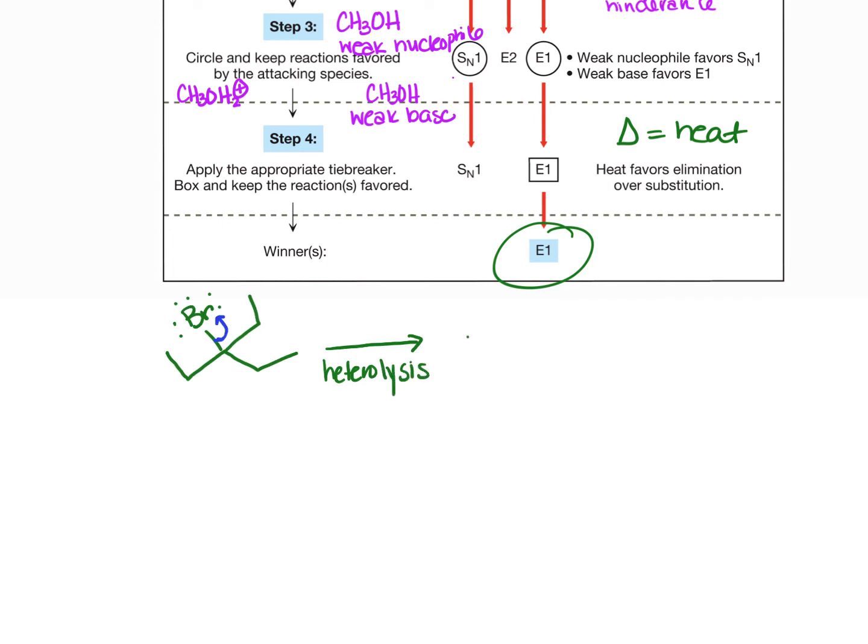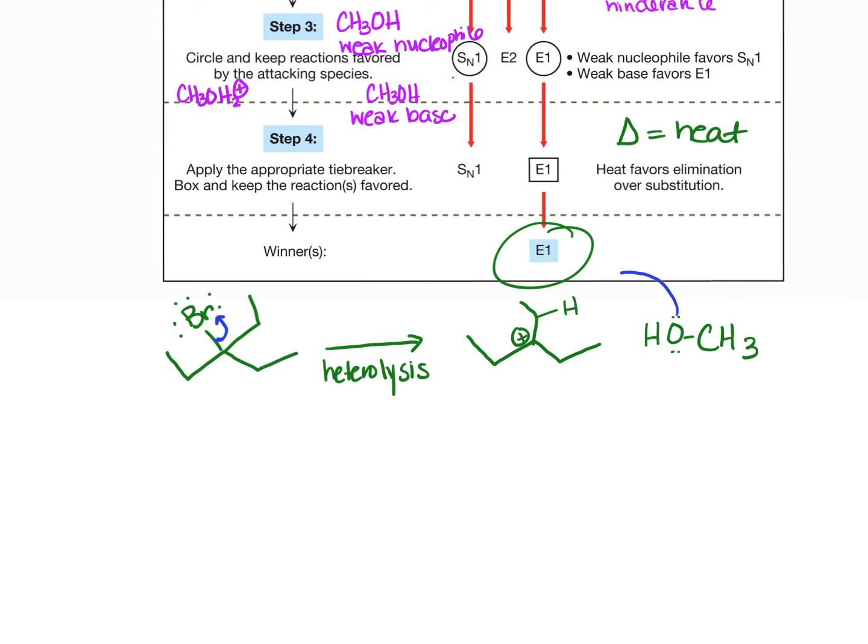And you end up with that tertiary carbocation. Now, this is where you have to come in and draw in this H here, right? So that we can steal a beta hydrogen for the elimination to occur.